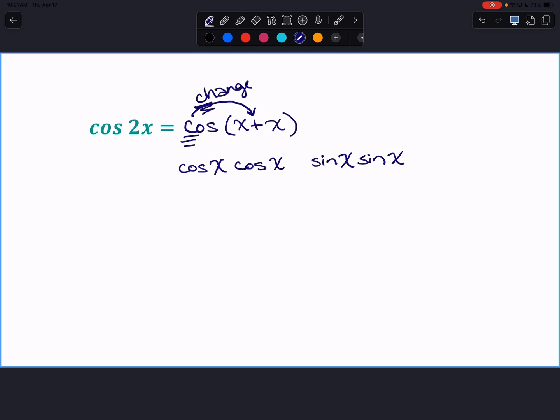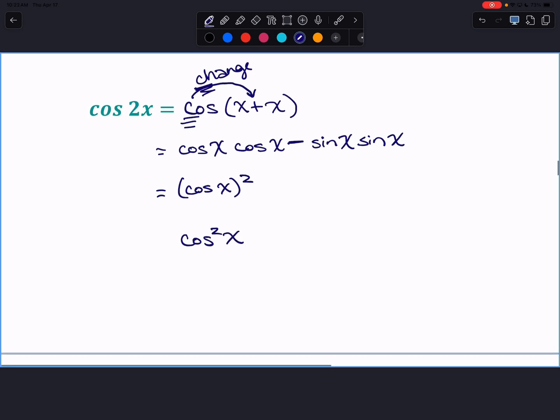Good. So we're actually going to put a minus. Okay. What is cosine of x times cosine of x? Cosine of x squared. The other way to write that would have been cosine squared x. You're welcome to write it either way. I don't care. And then minus sine of x squared. Good. And that is your formula. So the other way you might see it, I wrote it right there.